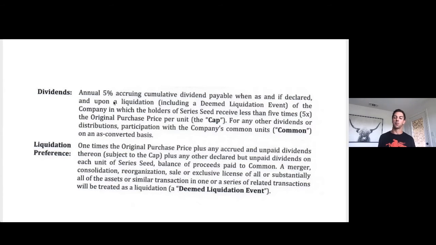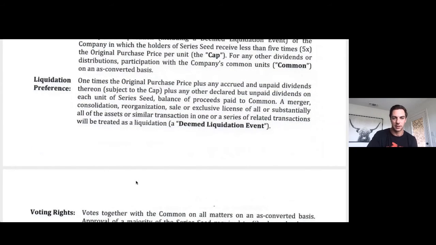Frequently, we see liquidation preferences sometimes be 2 times or 3 times the original purchase price of an investor, and it guarantees them a return before the founder can take a return and monetize the sale of their business.